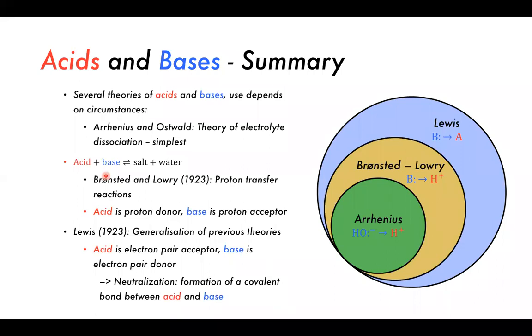Then in the same year, 1923, Lewis came up with the generalization of previous theories, where he postulated that an acid, in fact, was an electron pair acceptor and a base is an electron pair donor. This greatly increased the possibilities for what an acid could be. Now, this was largely controversial, and it took 30, maybe 40 years before it gained any significant traction. And it was realized that, in fact, it is a very good way of describing acids and bases.